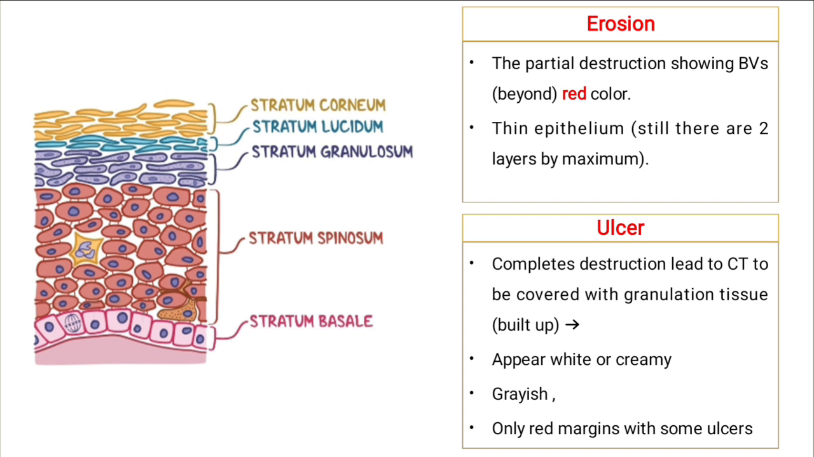Regarding the erosion, it's a partial destruction showing the blood vessels. Here the thickness of this epithelium is decreased, so the structures beyond it, such as blood vessels, will be visible, giving us the red color of this erosion. The thin epithelium is still there, two layers at maximum.